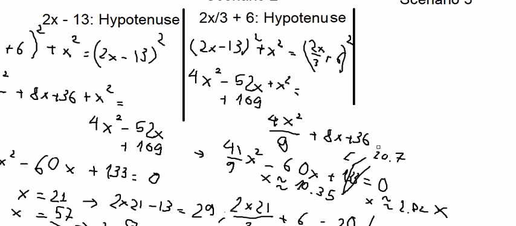This one is about 7.7, and this one is about 12.9. Now let's compare. This is 12.9, this is 7.7, and here is 10.35. This is the set of numbers we need to find.